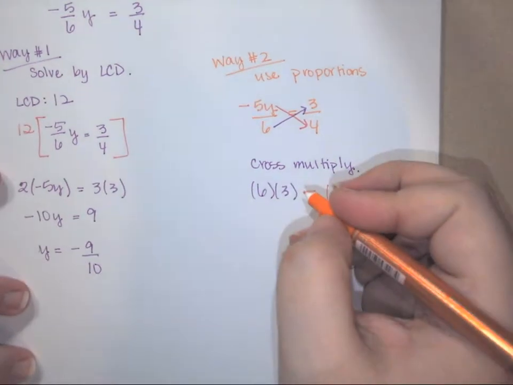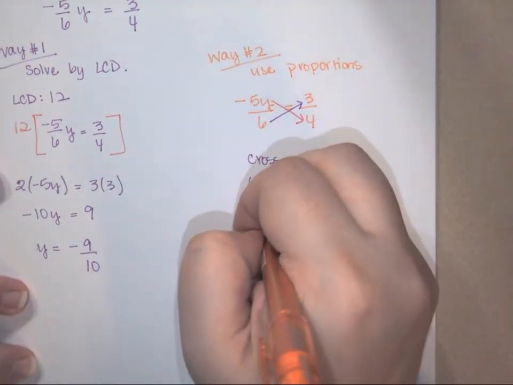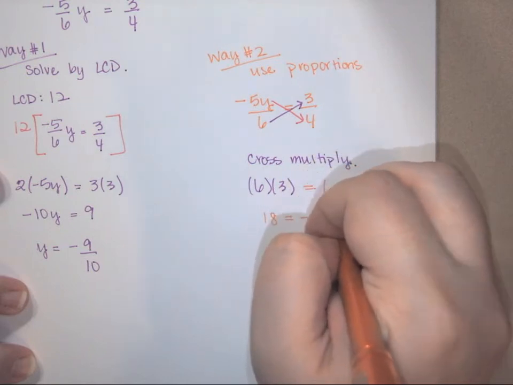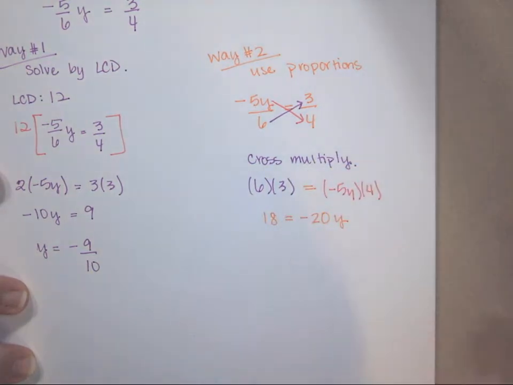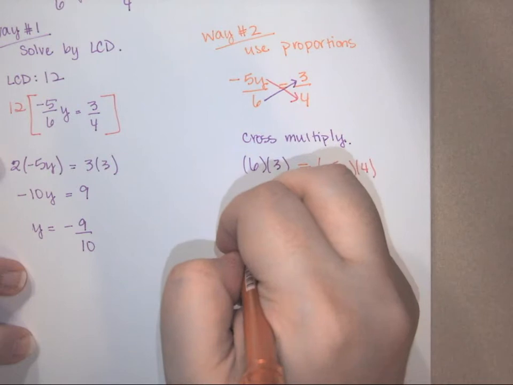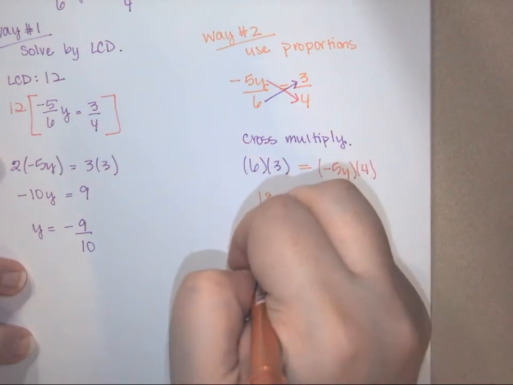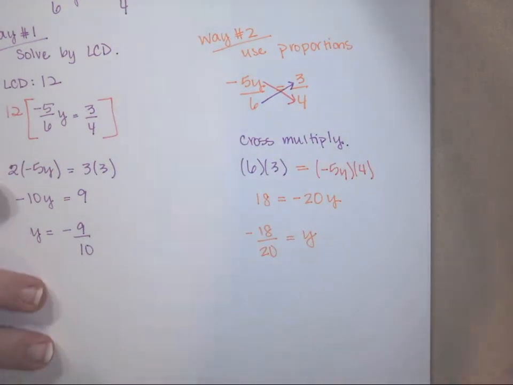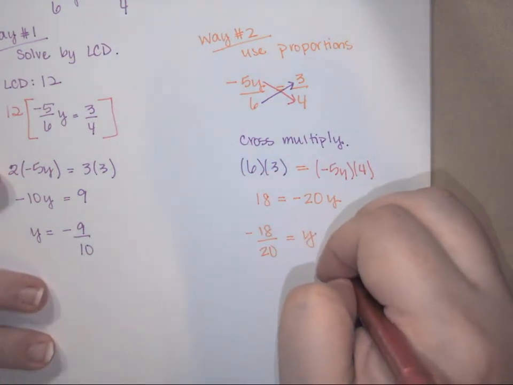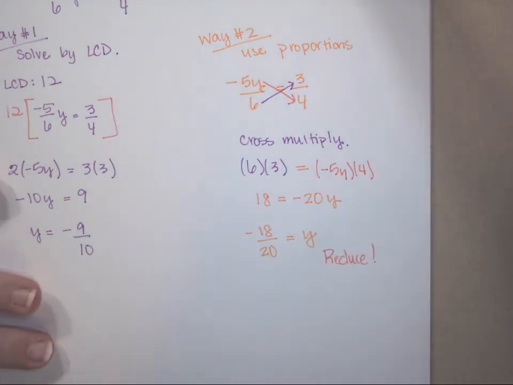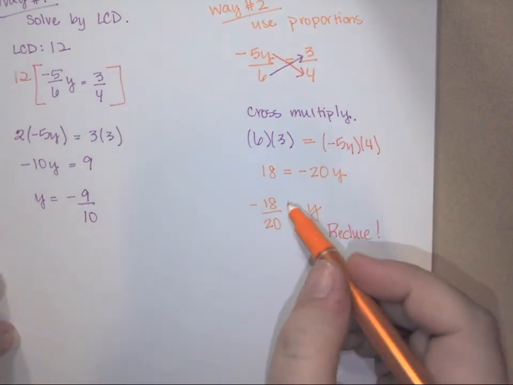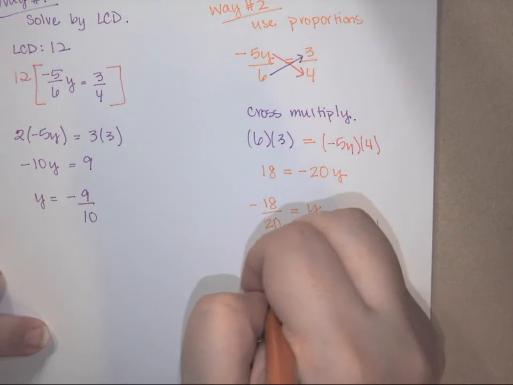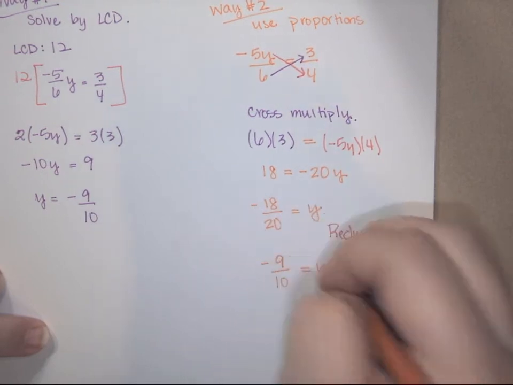So here 6 times 3 is 18. Negative 5 times 4 is negative 20y. We have to get y by itself, so this becomes negative 18 over 20 equals y. At this point, we must reduce. We can take a 2 out of the top and bottom, so we get negative 9 over 10 is equal to y.